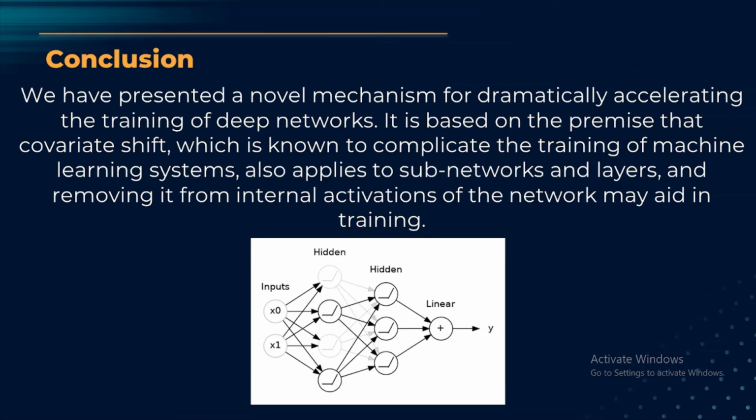So in conclusion, we have presented a novel mechanism for dramatically accelerating the training of deep networks. It is based on the premise that covariate shift, which is known to complicate the training of machine learning systems, also applies to subnetworks and layers, and removing it from internal activations of the network may aid in training. If you look at these inputs, we have two inputs right here, and how they go into the hidden layers, and then we get a linear output with batch normalization.